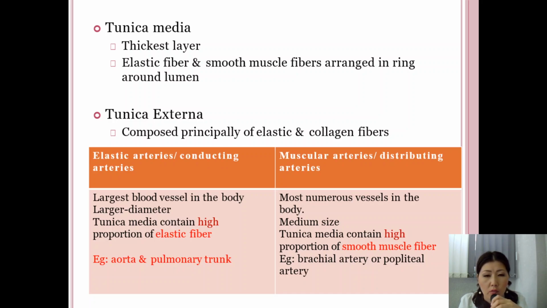This is necessary for contracting of blood vessel to distribute the blood to other organs which are far from heart. Example, brachial artery or popliteal artery.